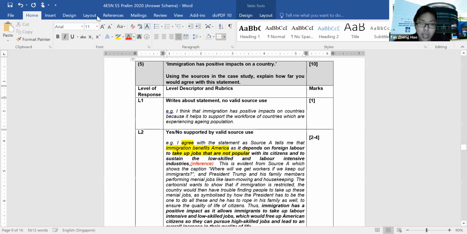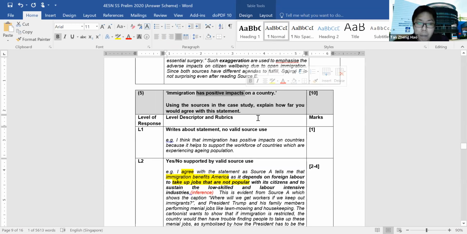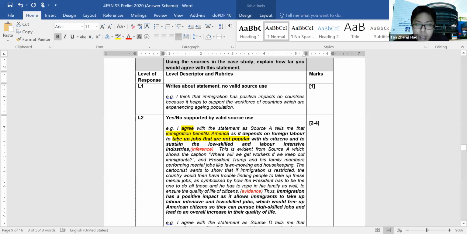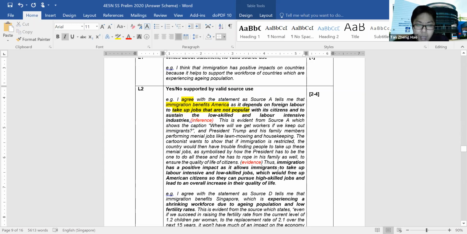Okay, and after inference, as usual, I need to give my evidence. So I'll just type evidence. I'm not even going to read it because my throat is very dry by now. And after you give evidence, you must explain how this is a positive impact. How is getting immigrants to take up jobs that are not popular a positive impact for the country? So thus, immigration has a positive impact as it allows immigrants to take up jobs, which will free up Americans so they can pursue higher skilled jobs and improve their quality of life. So this will be beneficial for the country.